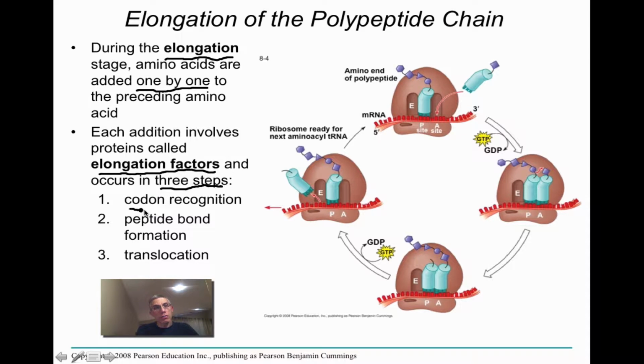The first one is going to be the codon recognition. Again, remember our messenger RNA, we read it in groups of threes, and each of those is considered a codon. So we're trying to make sure that the transfer RNA that is coming in is actually recognizing the correct codon so it can come in and deliver that amino acid.